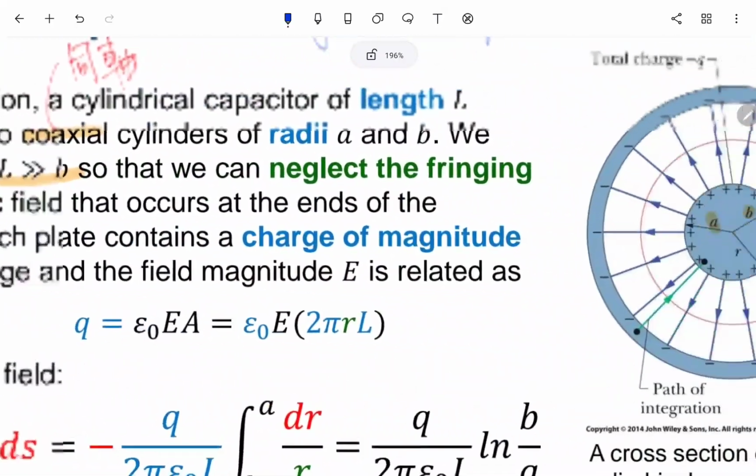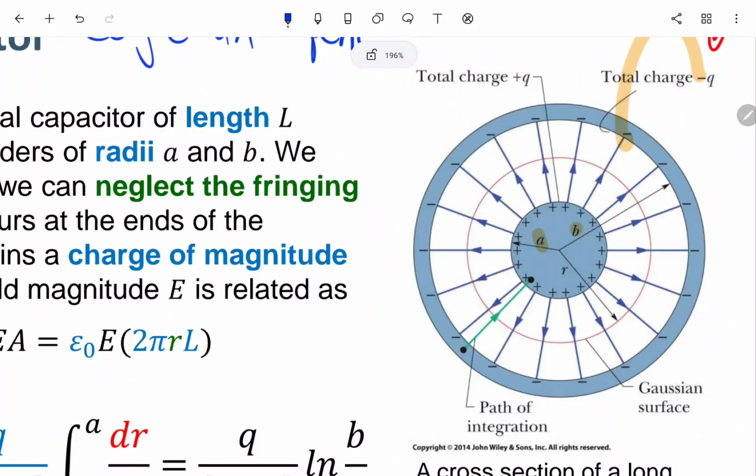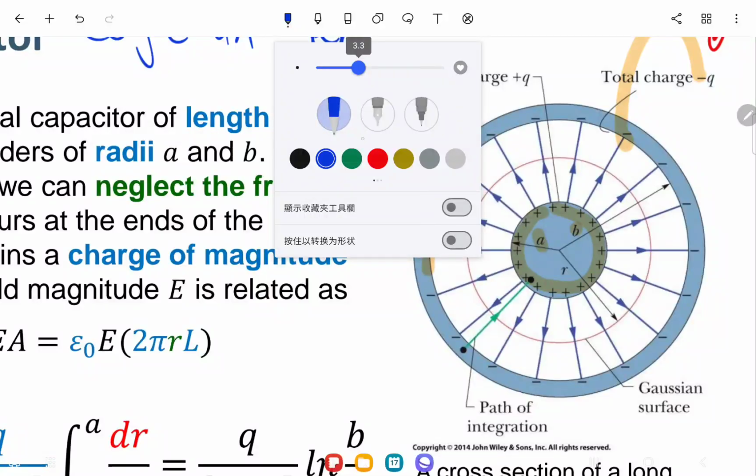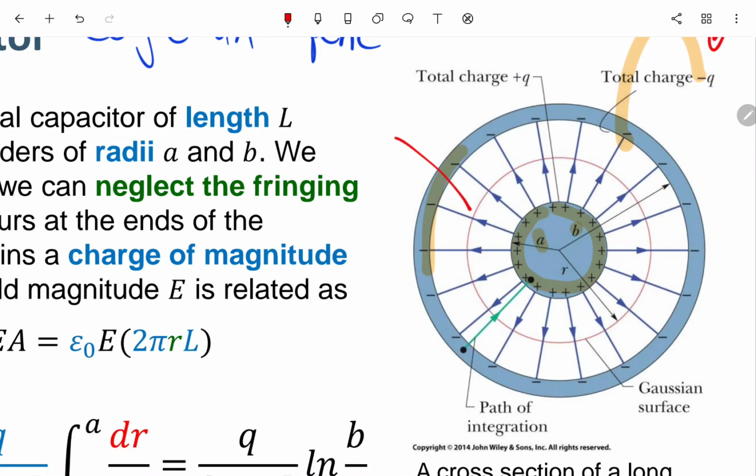Okay, so here, what we are trying to do is we have some negative charge outside and then we have some positive charge inside. And then here is the Gaussian surface. Where is the Gaussian surface? This one is the Gaussian surface. The red circle is the Gaussian surface, or the red cylinder.